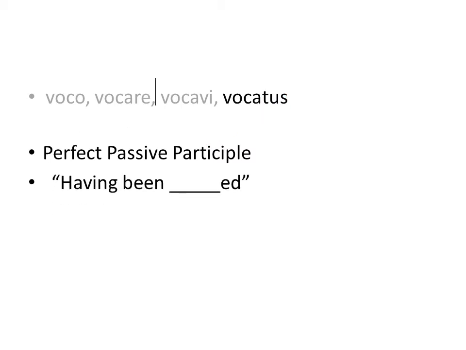We're going to translate this fourth principal part, the perfect passive participle, as having been something, and that's the standard basic way we can translate any perfect passive participle of any verb. So for this specific verb, voco, vocatus would be having been called.